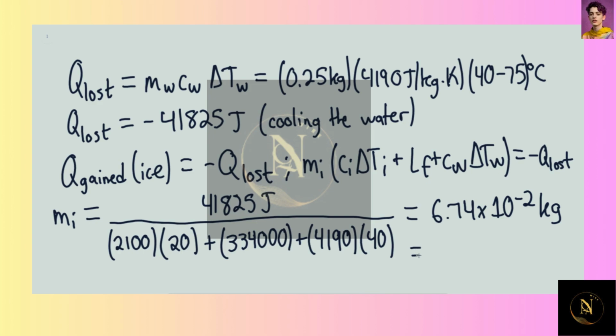This is already in SI units, so we would essentially keep it as kilograms. So that would be how much ice is needed in order to cool the water from 75 degrees Celsius to 40 degrees Celsius.